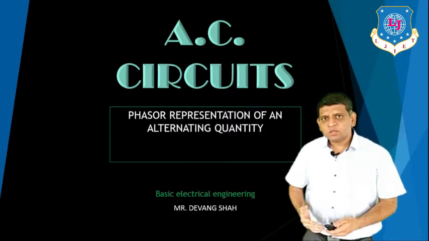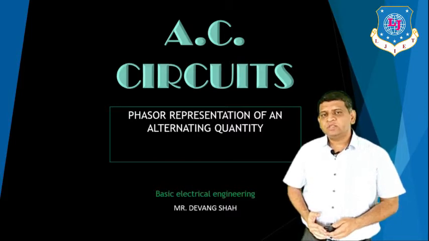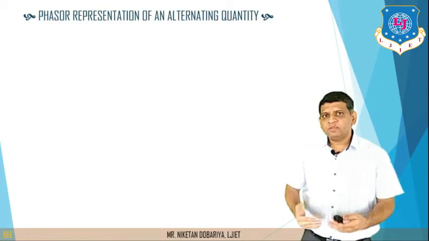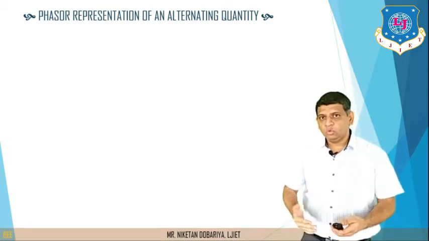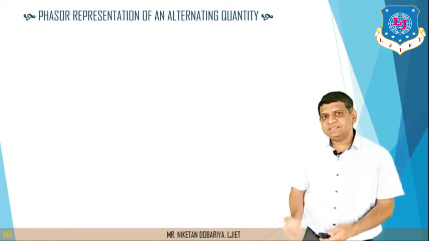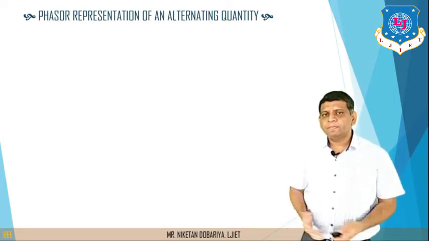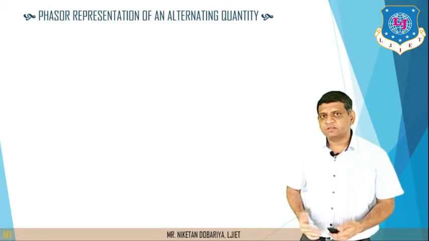We are going to discuss the characteristics of AC signal. Our today's topic is phasor representation of an alternating quantity, right? We already know the difference between DC signal and AC signal, where DC is a simple scalar quantity, while this is not the case with AC, because AC is a vector quantity.